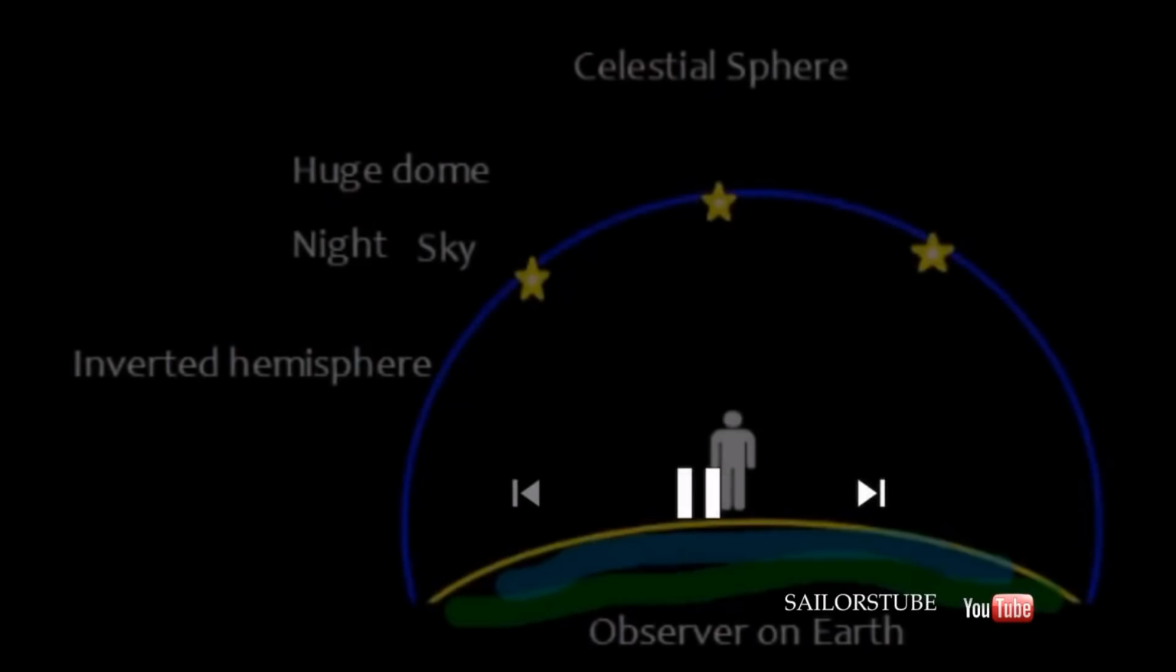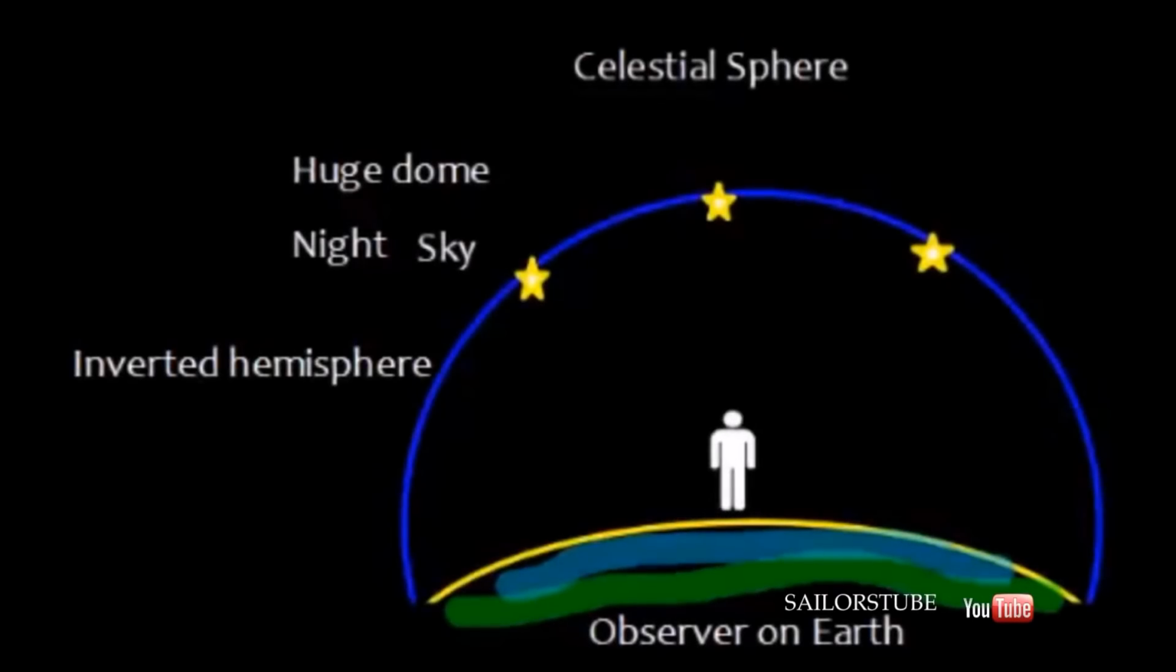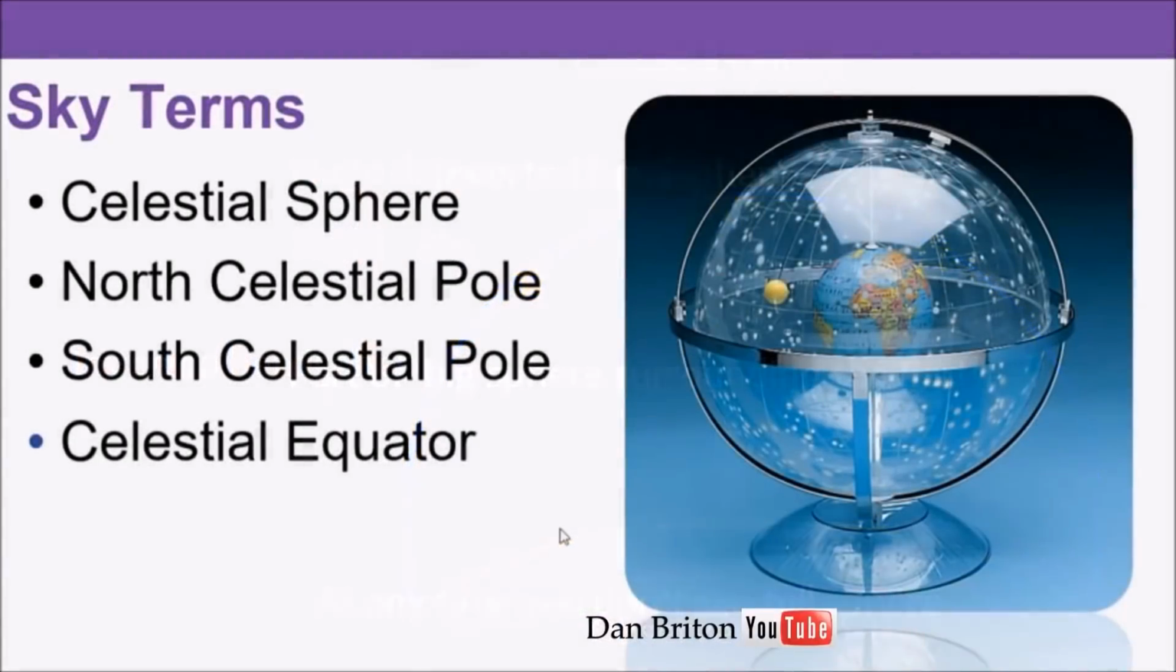Celestial sphere. Well, as an observer on Earth, if you look at the night sky, you will see that it appears as a huge dome or sort of inverted hemisphere. Now, we've talked about this already in class, but what I wanted to talk about also is that yellow sphere that's inside of here. That's really where we left off.